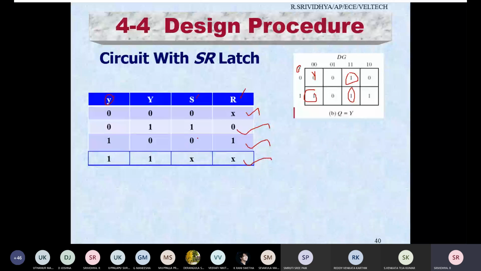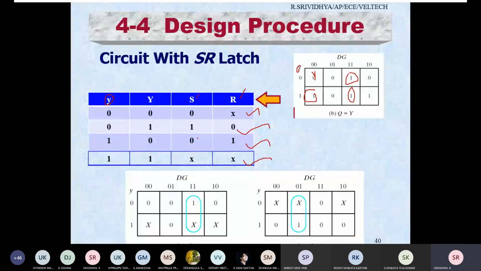Now, how am I going to draw this as a table? This is very important, where students make mistakes. This is the K map for your S. With these two tables, it is very simple. When small y is equal to 0 and capital Y is equal to 0, at that point you have to put 0x. So you put 0 here. This is your K map, and here you put it for your R. So it will be 0x.